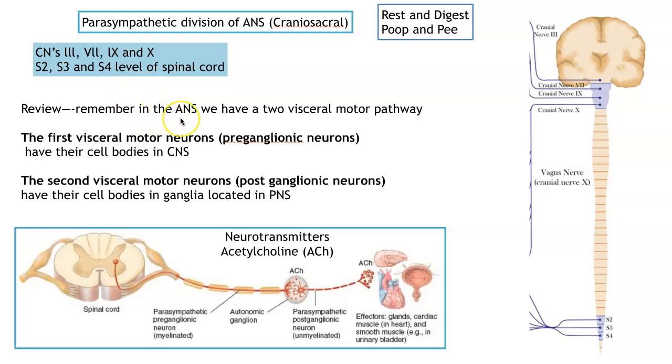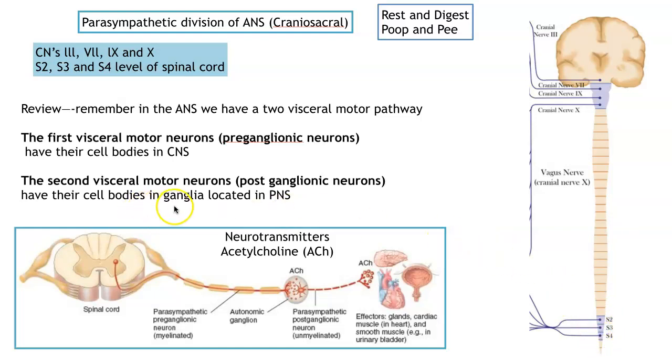Remember, in the autonomic nervous system, we have a 2 visceral motor neuron pathway. The first visceral motor neurons are called our preganglionic neurons. Their cell bodies are within the CNS. So here's showing you our cranial nerves. The cell bodies of that first visceral motor neuron are within the CNS. They're all within the brain stem. And here they are for S2, S3, S4. They're all in the lateral gray horn of the spinal cord.